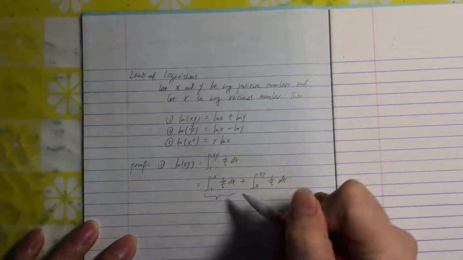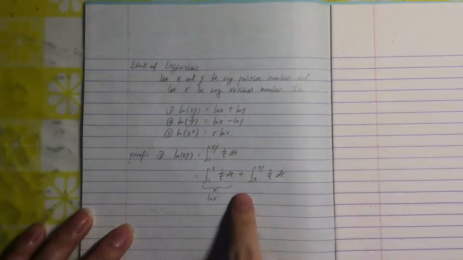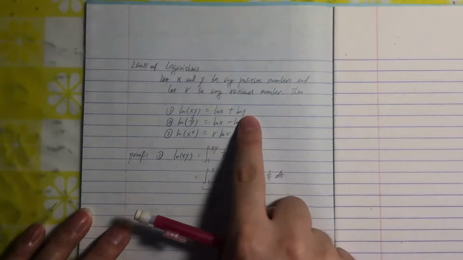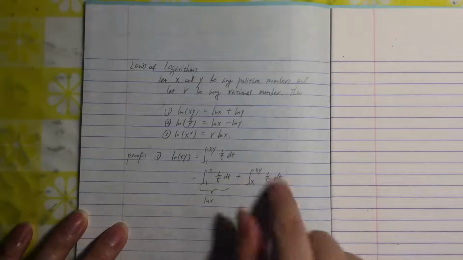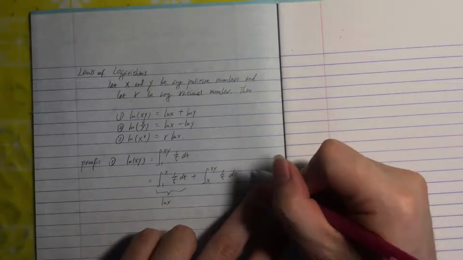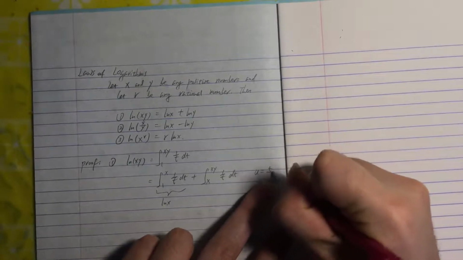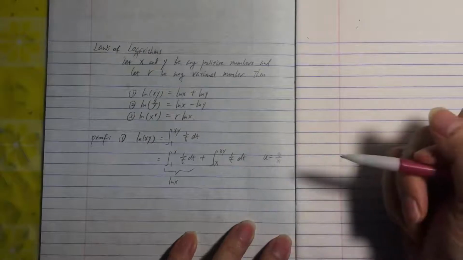The first part, we can clearly see that this is ln of x. How about the second part? How do we show the second part is ln of y? So for the second part, let's apply U substitution. Let u equal to t over x.